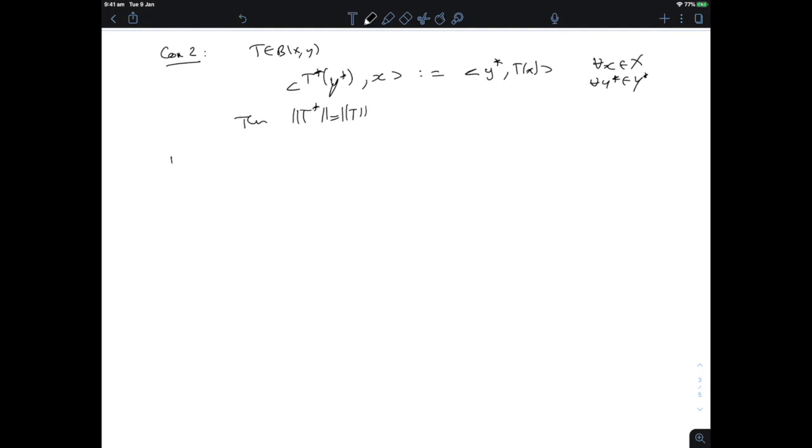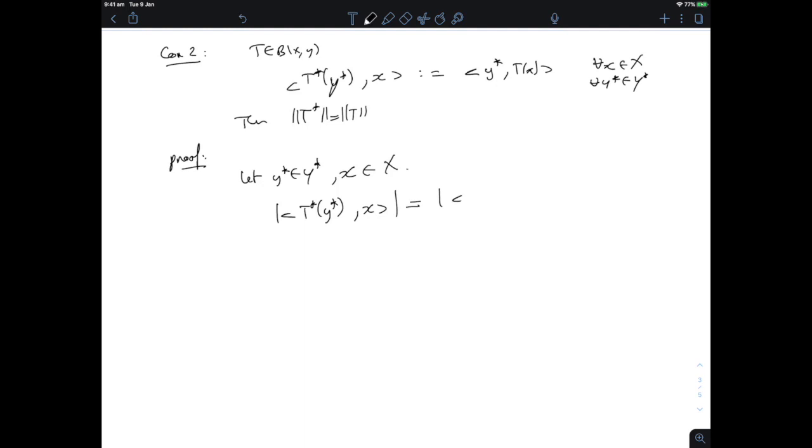So let's see how that works. For one direction, I'm going to just pick a y star in capital Y star, and an x in capital X, and then I'm going to look at T star y star, comma x. I need to show that this is smaller than a constant times norm of y star times norm of x. That will prove that T star is a bounded linear map, and the norm of that operator T star will be smaller than that constant that I'm going to get.